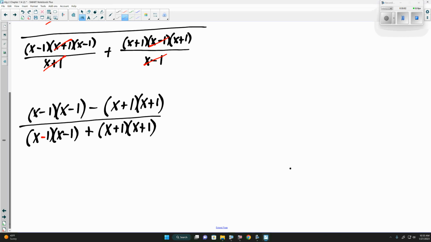We're going to multiply each one of these out and then combine like terms. And then cross them.